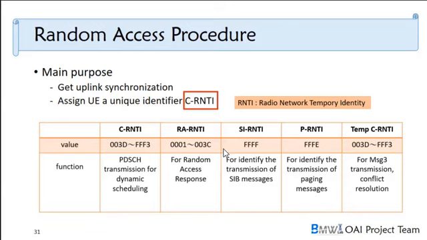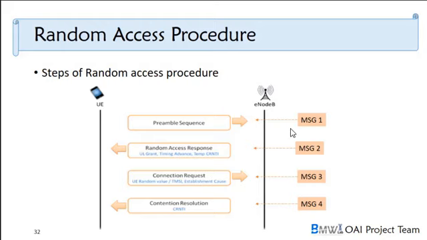And this is the random access procedure. First, in message 1, you will have a preamble sequence from the UE to the eNodeB. And message 2 will have a random access response. And in message 3, we have a connection request. And finally, we have a contention resolution.